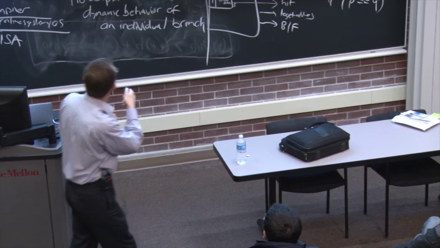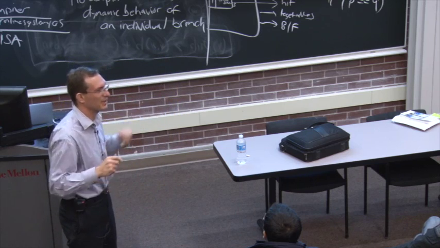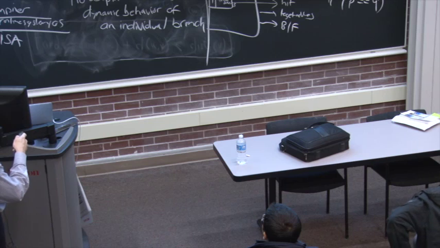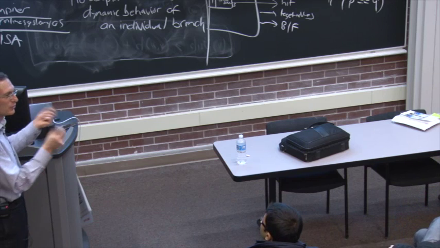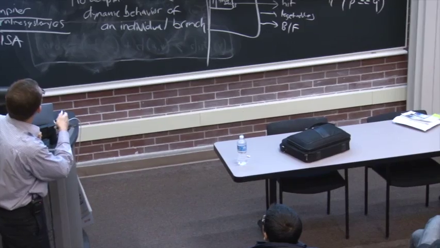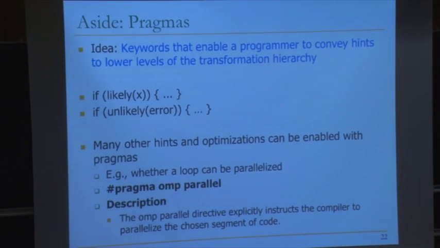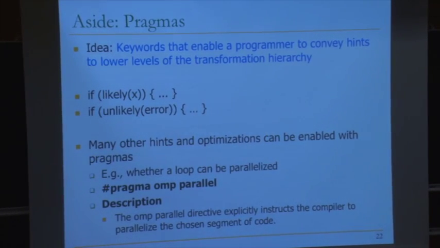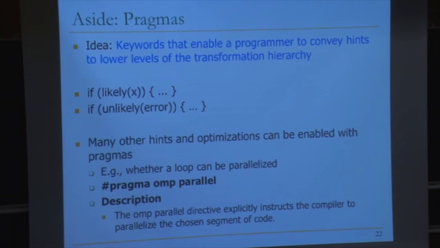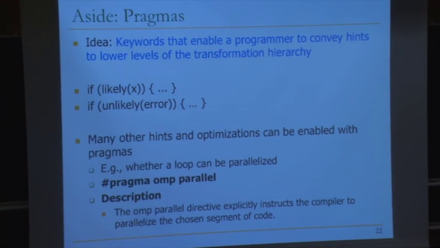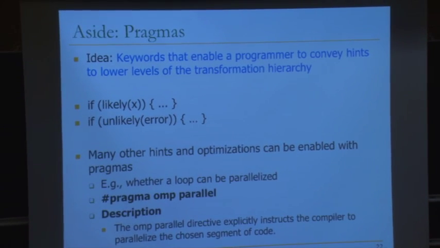This is very common. OpenMP is a common parallel programming platform. And those of you who are doing parallel programming may have used this pragma. In front of a loop, you add this pragma, OpenMP parallel. That means the programmer tells the compiler that this loop can be parallelized. Now again, it's the compiler's choice to believe this or not, or use this hint or not, right? That's why it's a pragma.